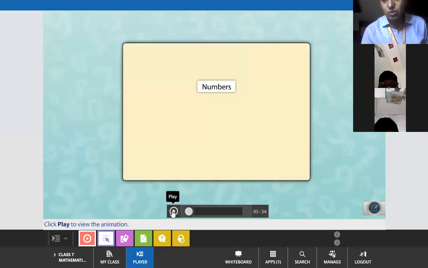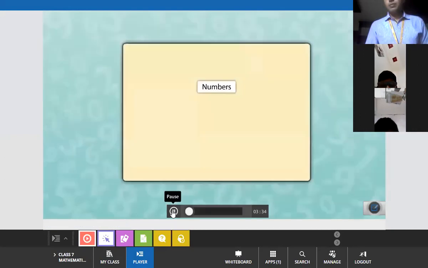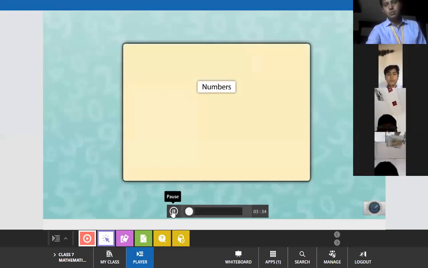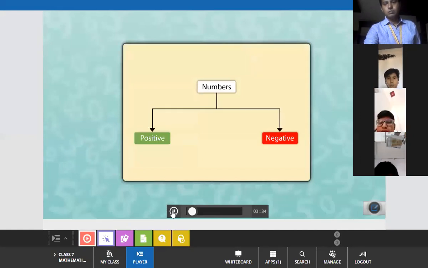Let's go through it. You all know that numbers are used for counting. We generally use positive numbers for counting. But there are times when we need to use negative numbers too. Let's see a few examples where we use negative numbers.